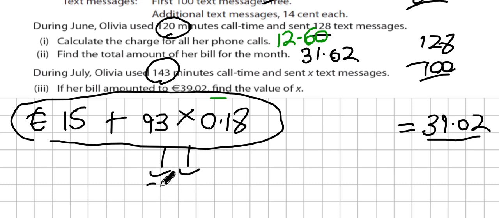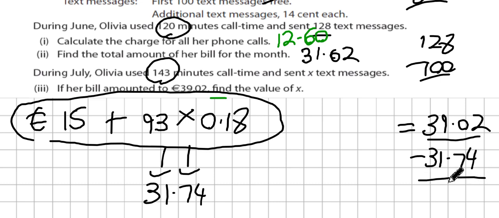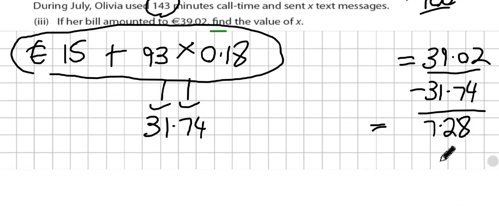31.74. Take that away from the €39 and 2 cents to figure out how much money we actually spent on text messages. €7 and 28 cents, yeah? Now that's €7 and 28 cents. The deal is we're going to find out how many text messages that involves. How much does each text message cost? 0.14. So how many 0.14s divide into €7 and 28 cents? 52. Yep. They're the 52 messages that were charged.